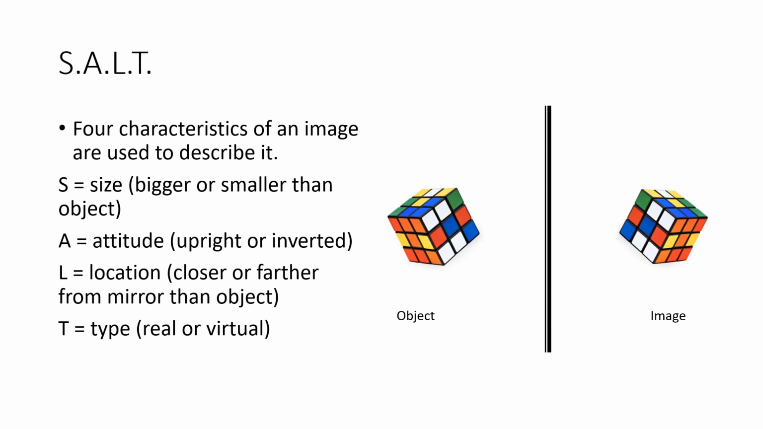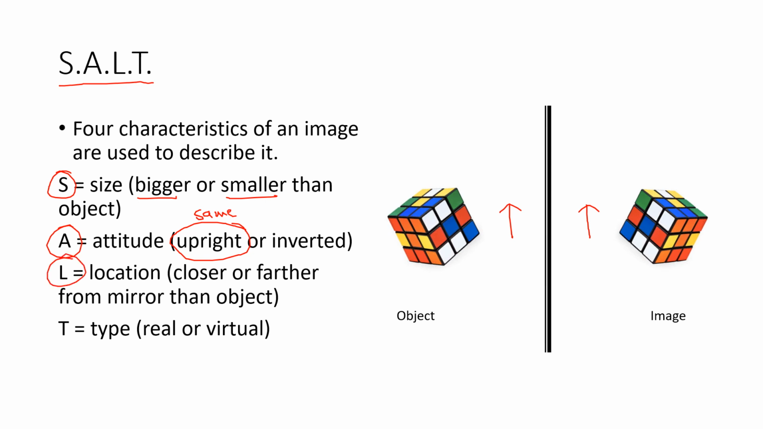So there are four characteristics that we're going to use to describe an image compared to an object, and you can remember them by using this little acronym, SALT. The first one is the size of the image. Is the image bigger or smaller than the object? With a flat mirror, we know that the image is going to be the same size. The second one is called attitude. Attitude refers to whether or not the image is upright compared to the object or if it's been flipped. And you can see here that the image is upright compared to the object. They're both going the same way.